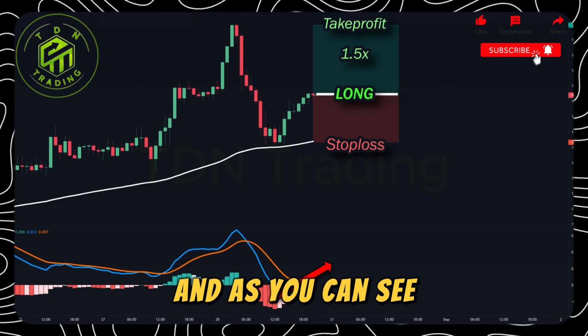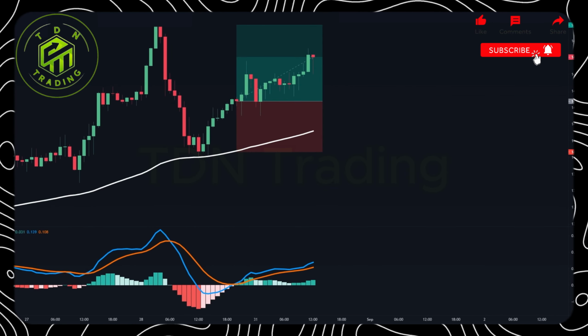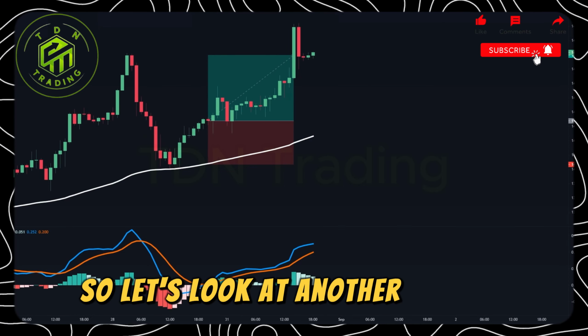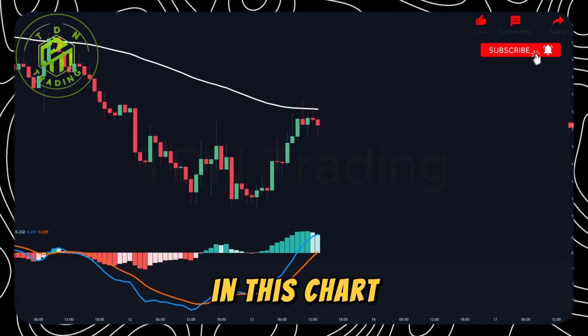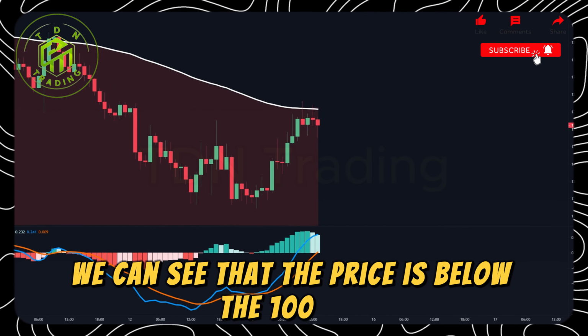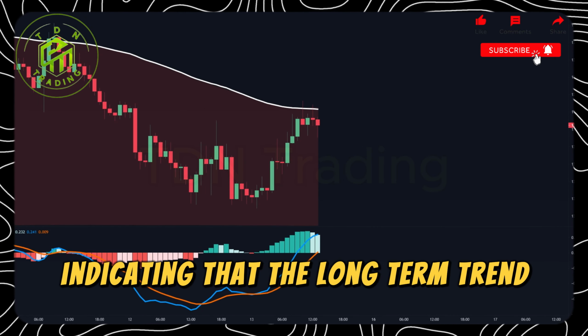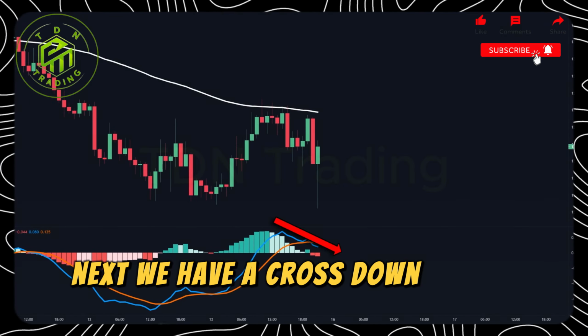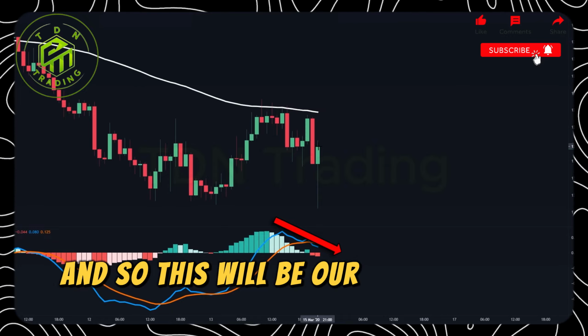And as you can see, this trade ended up being profitable. So let's look at another example. In this chart, we can see that the price is below the 100 EMA, indicating that the long-term trend is down. Next, we have a cross down on the MACD, and so this will be our entry signal to go short.